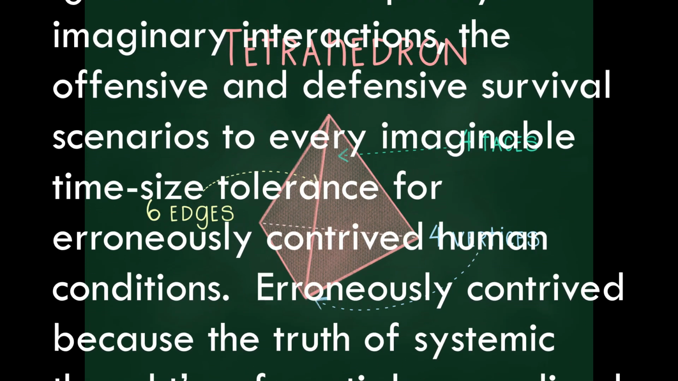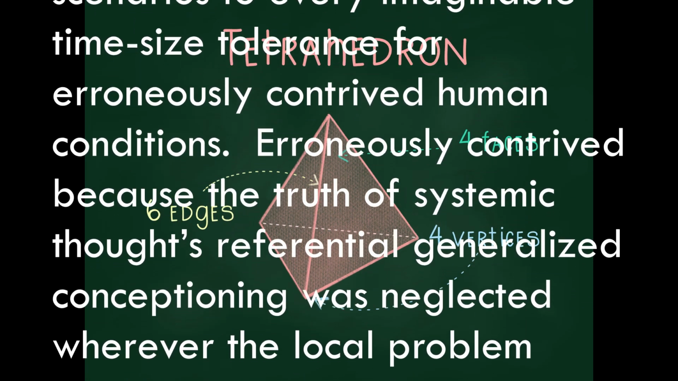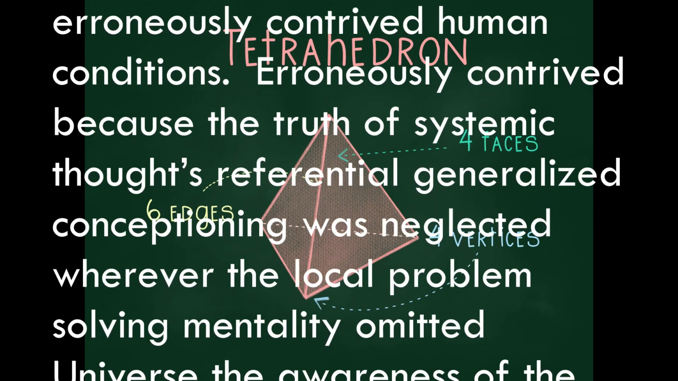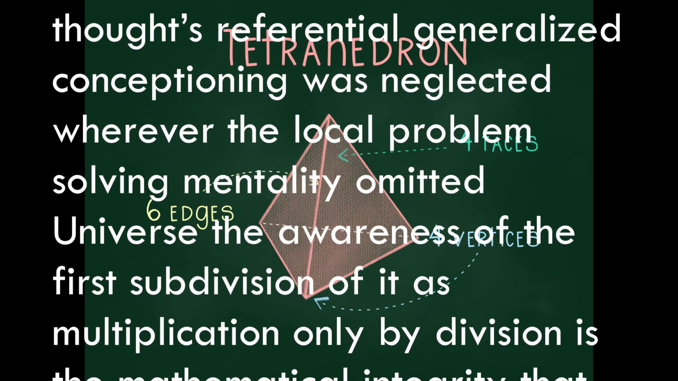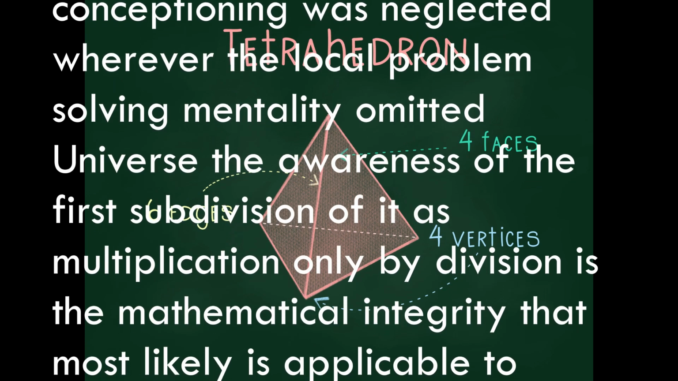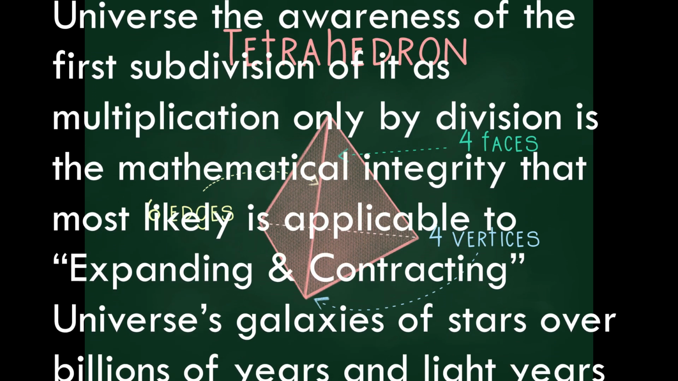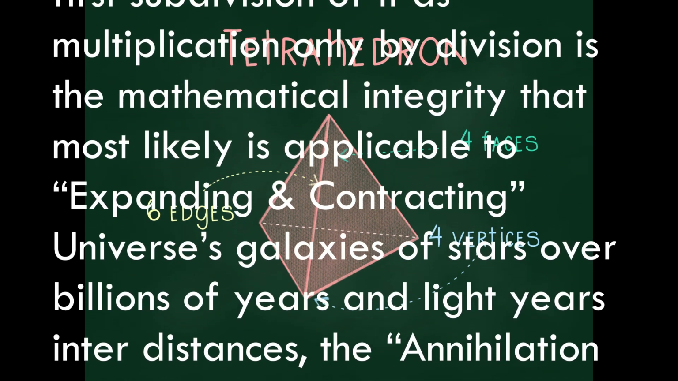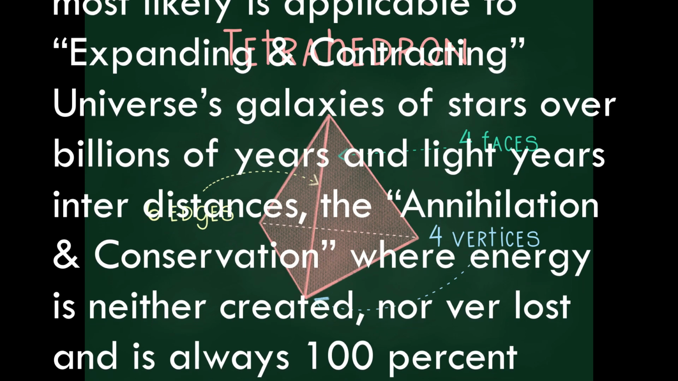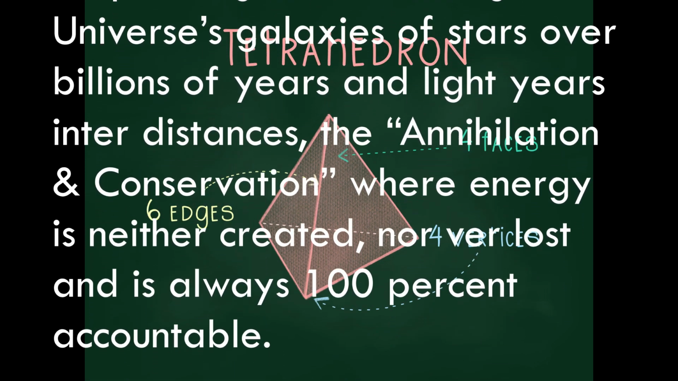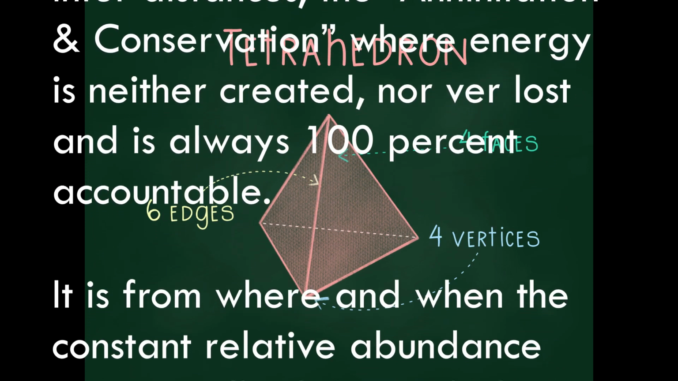contrived human conditions. Erroneously contrived because the truth of systemic thought's referential generalized conceptioning was neglected wherever the local problem-solving mentality omitted universe. The awareness of the first subdivision of it as multiplication only by division is the mathematical integrity that most likely is applicable to expanding and contracting universes, galaxies of stars over billions of years and light years interdistances. The annihilation and conservation, where energy is neither created nor ever lost, and is always 100% accountable.